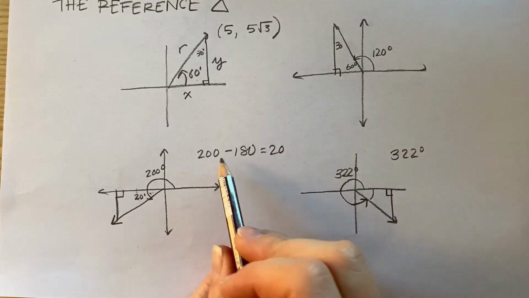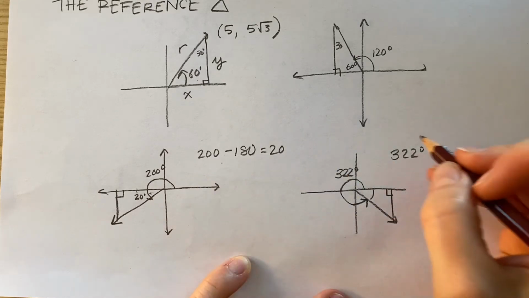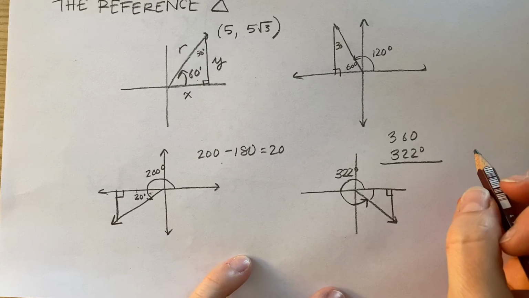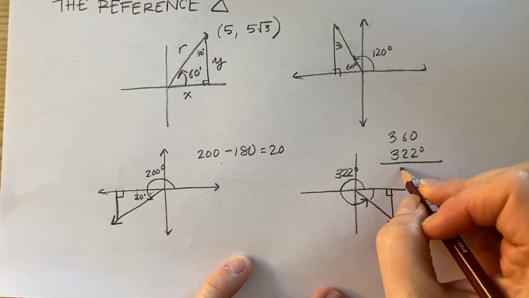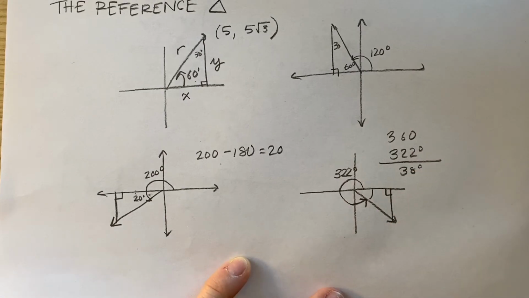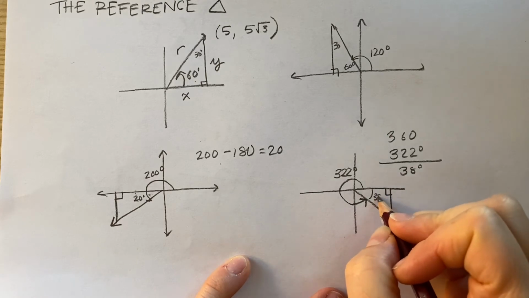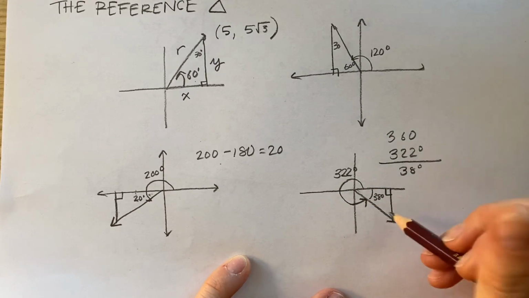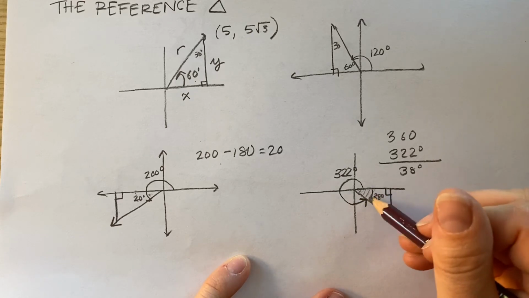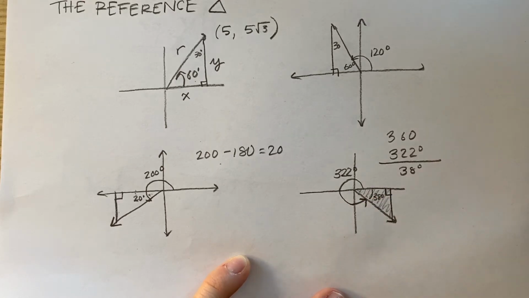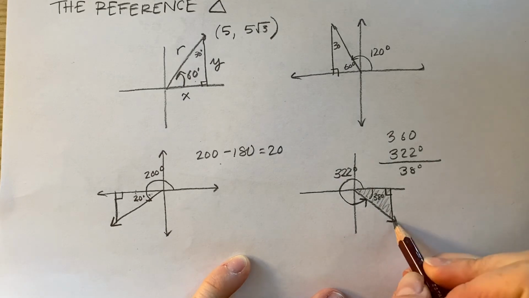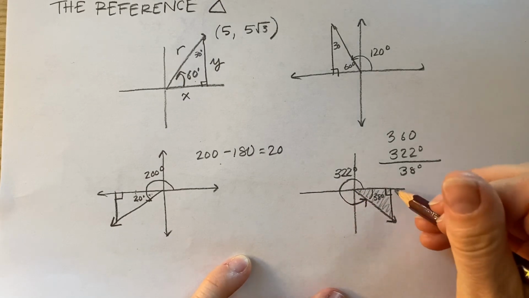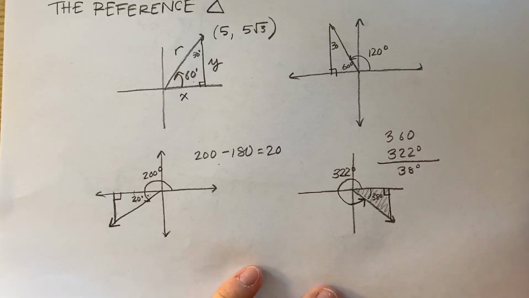Well, it's a little bit different than this process. I do 360 minus 322, and I would get 38 degrees. So this is a 38 degree angle. And I can do all my trig information with this triangle right here, with a 38 degree angle in it. And of course, remembering that while my x's are positive, my y's are negative. We'll get more into that later.